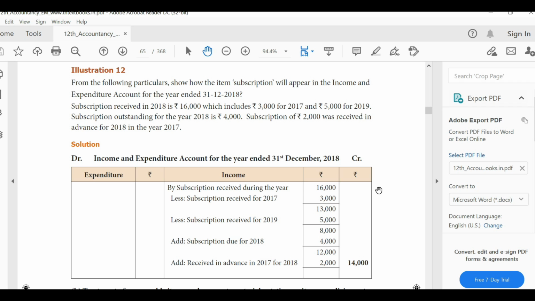So the next problem, you can see that they have asked you to show how the item of subscription will appear in the income and expenditure account for 31/12/2018. The subscription received is 16,000, which includes 3,000 for last year and 5,000 for next year. So what we have to do is simply subtract that. Whatever is not pertaining to this year, we will subtract.